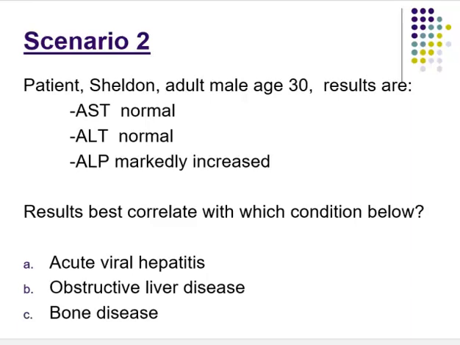If we have AST and ALT at normal levels, then that only leaves the option of bone disease. Remember, ALP will be increased with liver disease and bone disease.